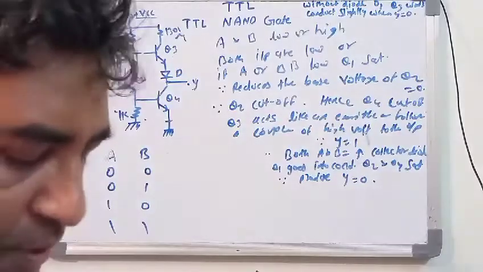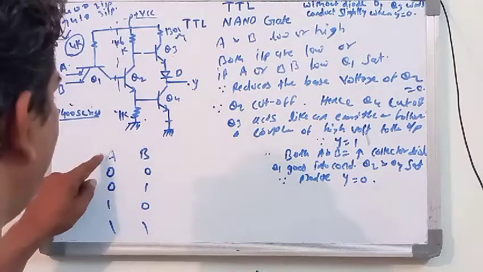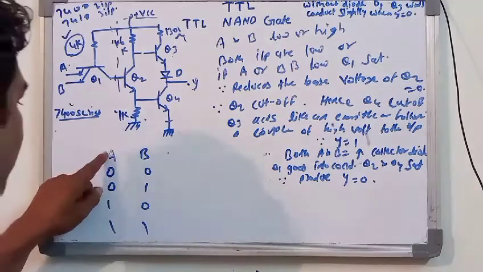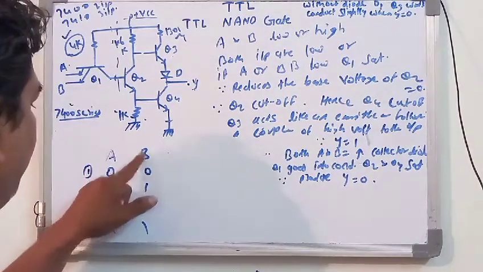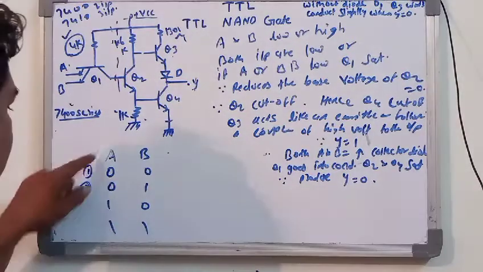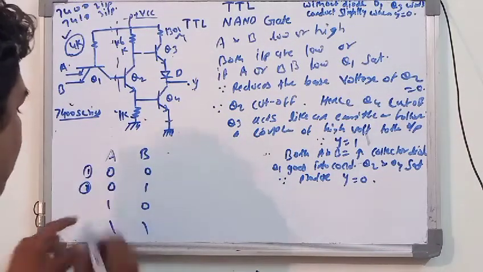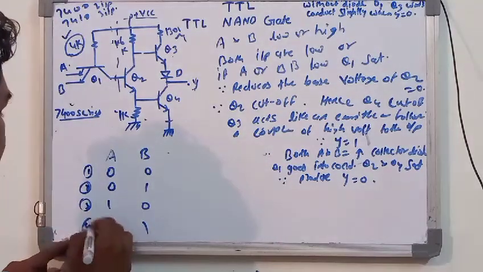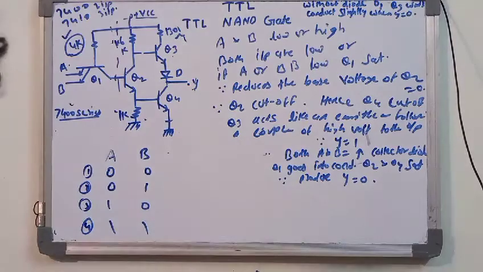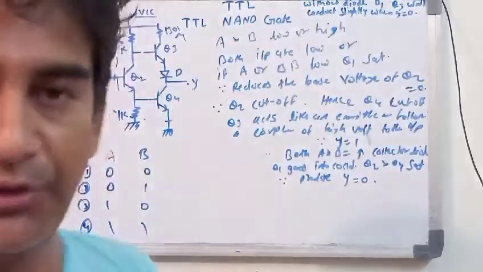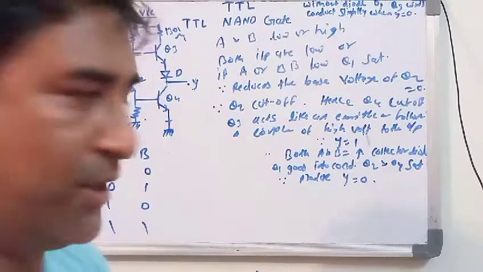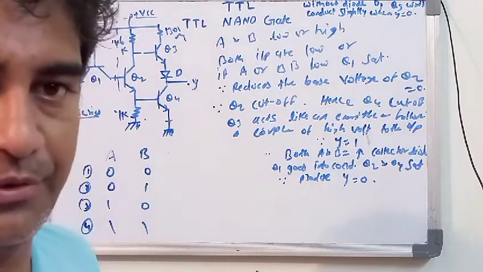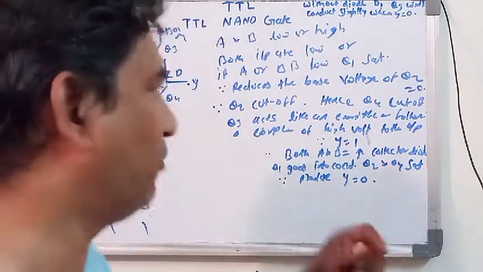So in this formation, the first condition is A equal to 0, B equal to 0. The second condition is A equal to 0 and B equal to 1. The third condition is A equal to 1, B equal to 0. The fourth condition is A equal to 1 and B equal to 1. Whatever condition you use, this circuit should give the output. From this circuit we will get the output. How?